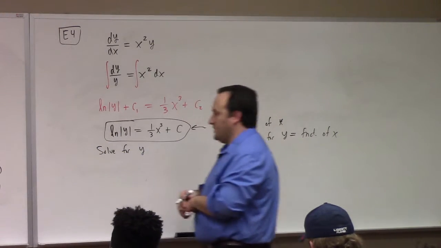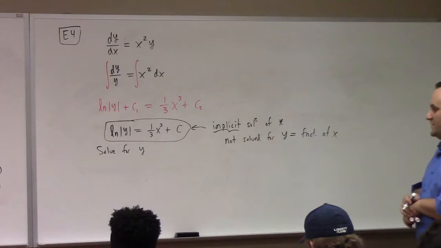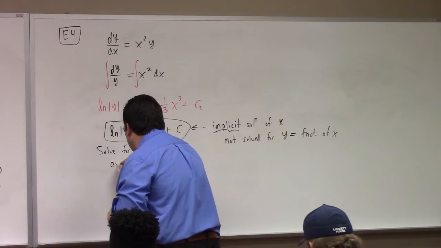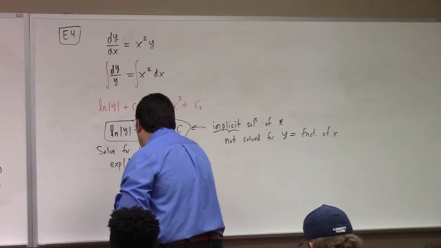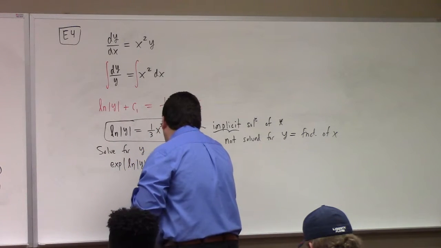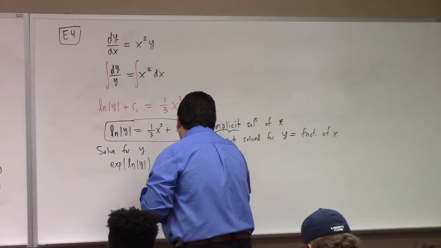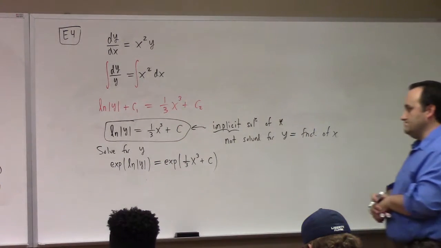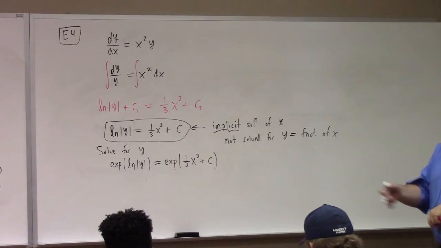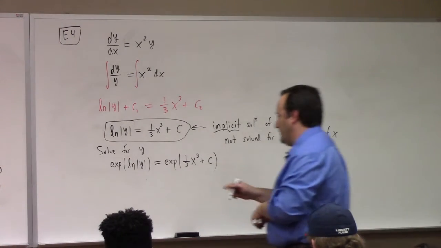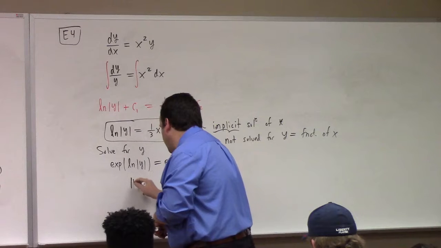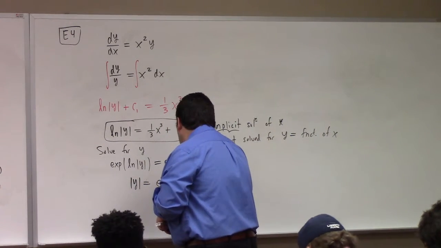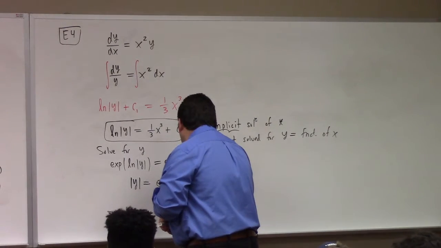Let's see here. My first move would be to take the exponential of both sides. So the exponential of the natural log of the absolute value of y is equal to the exponential of 1/3 x cubed plus a constant. Now, exponential of the natural log gives me back, these are inverse functions. So that just gives me the absolute value of y is equal to e to the c times e to the 1/3 x cubed, by laws of exponents.